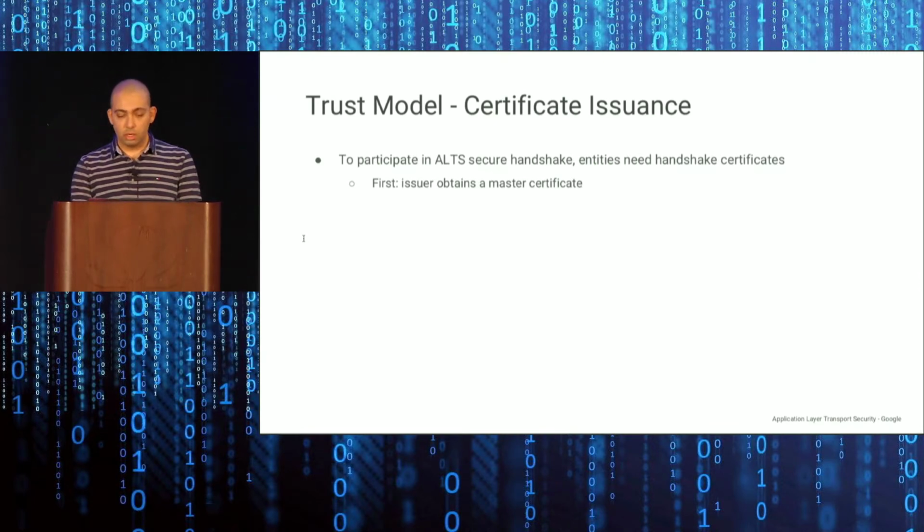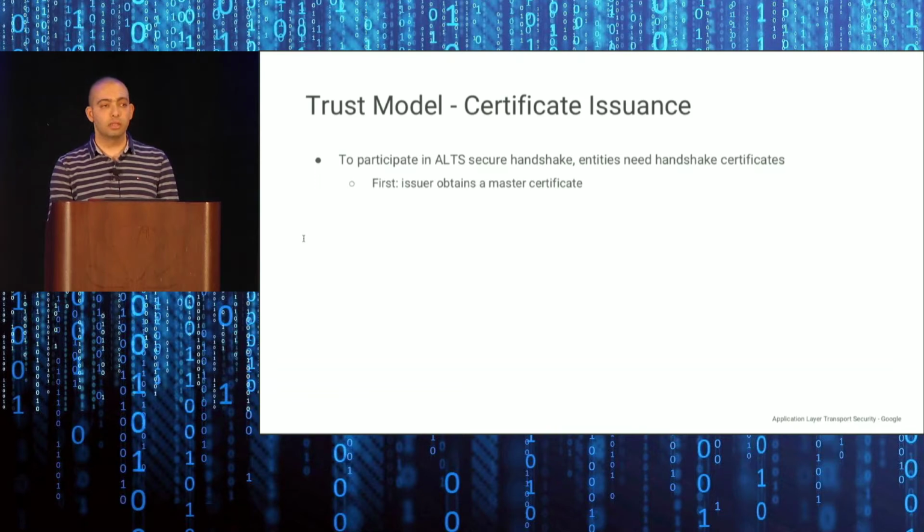Certificate issuance. Any entity that needs to perform an ALTS handshake needs to have a handshake certificate. And the first step is for the issuer of the certificate to have a master certificate, because we need the private key of that master certificate to sign the handshaker certificate.